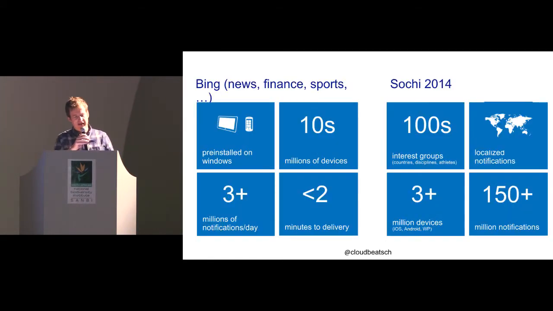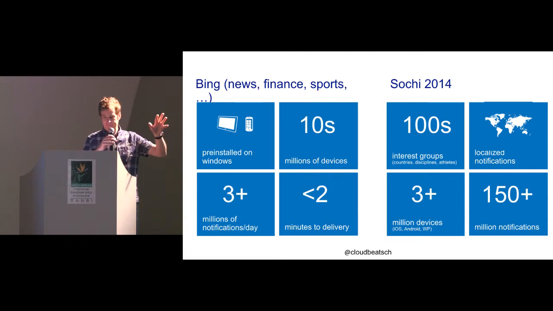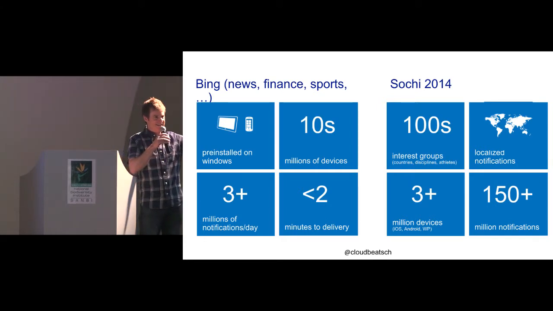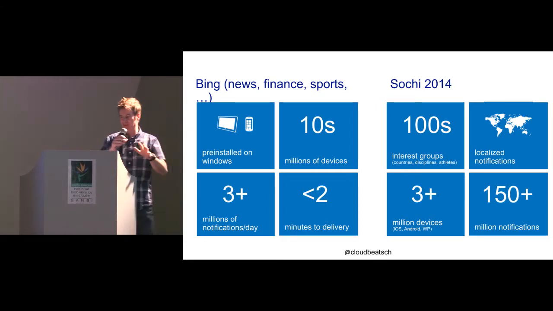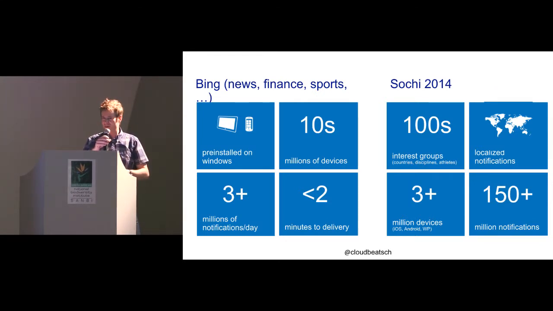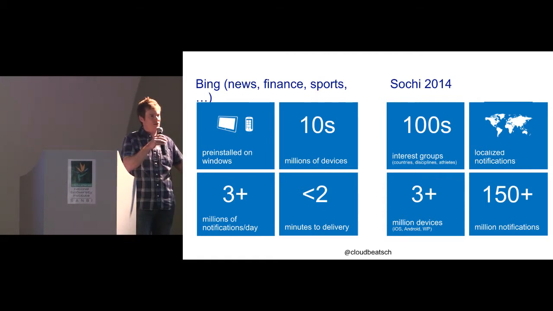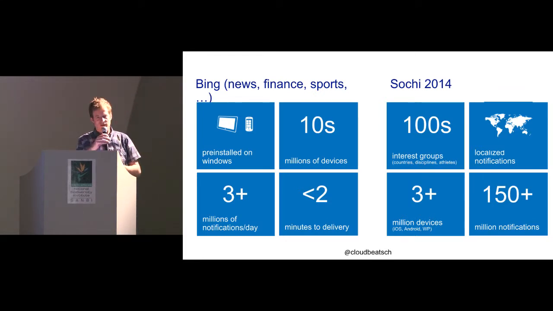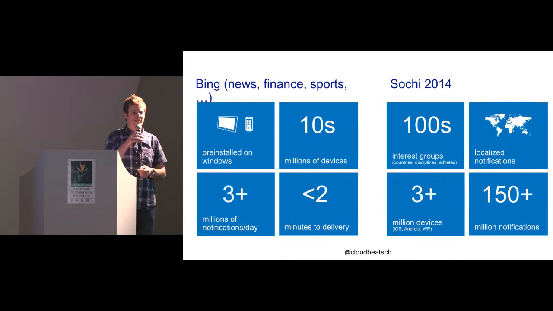We then used it, for instance, for Bing. Just to give you an idea, it's installed on 10 millions of devices, 3+ millions of notifications per day, and they are delivered with a latency less than 2 minutes. For Sochi, we had a very interesting challenge. The Olympics, Winter Olympics. We actually had hundreds of interest groups. So think about these routing issues that you're going to run into. Then we had to localize this across many, many languages to 3 million plus devices across all the platforms, which resulted in 150 plus million notifications.